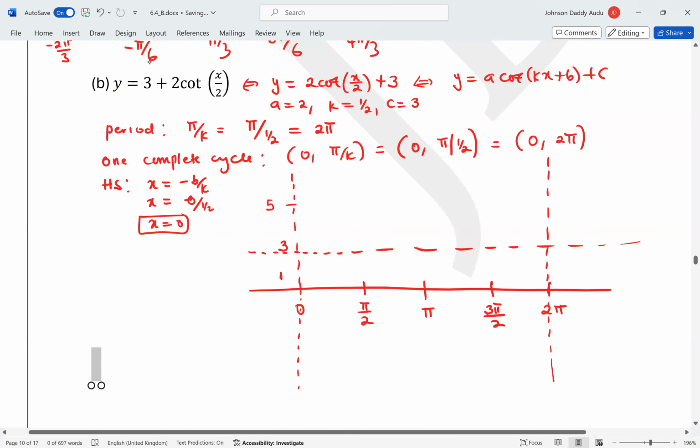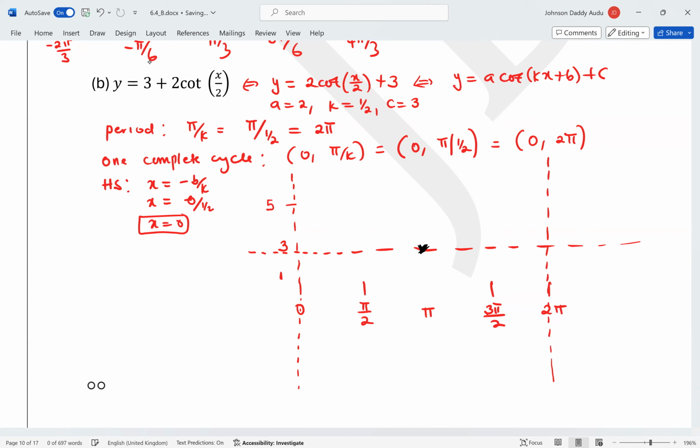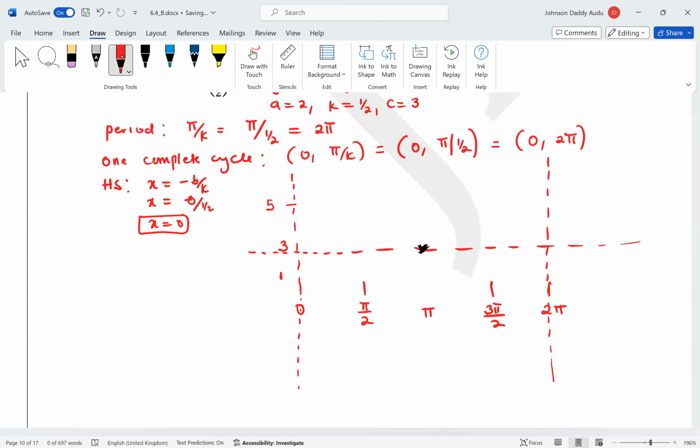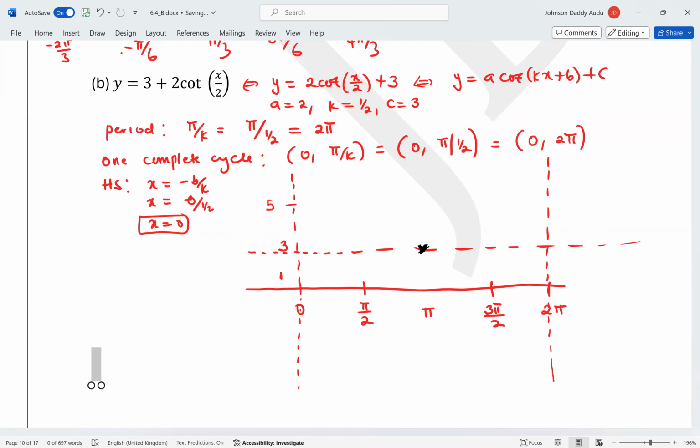So just like we said, here now, where is our midpoint? Our midpoint is pi, but this is our baseline now. So our baseline is 3. So we'll have to start from here. We're not starting from here because the graph has been shifted up 3 units. So we're here.